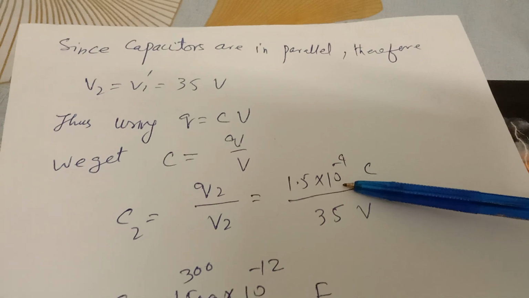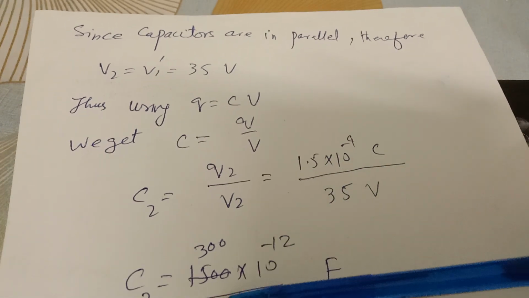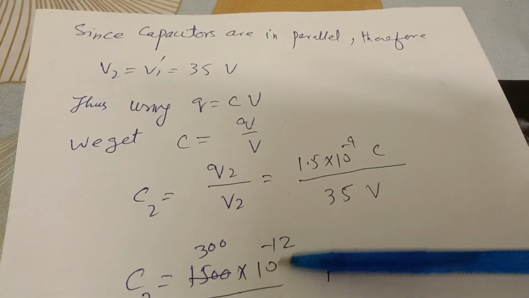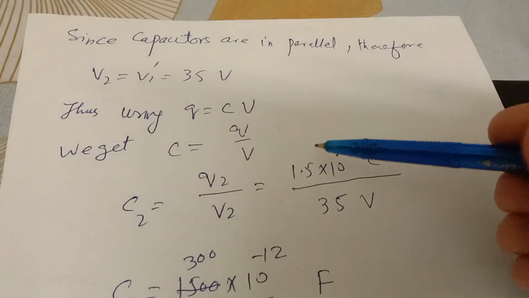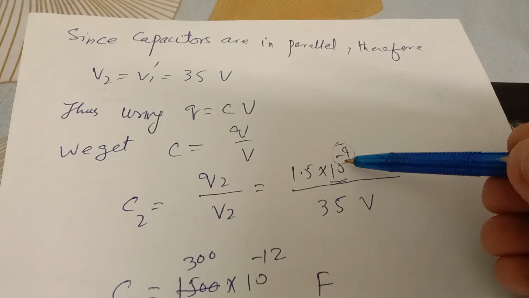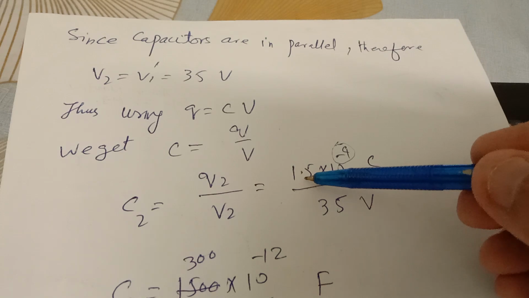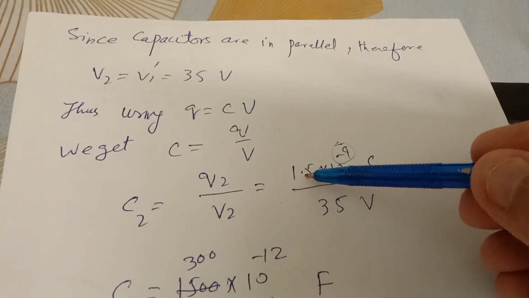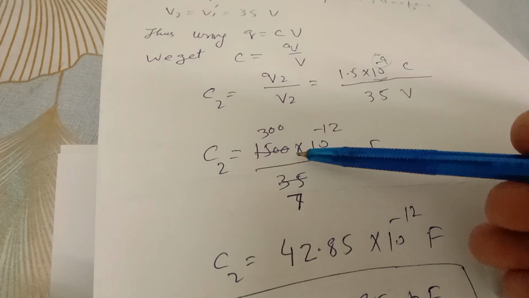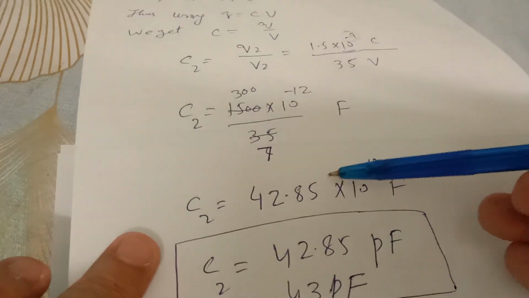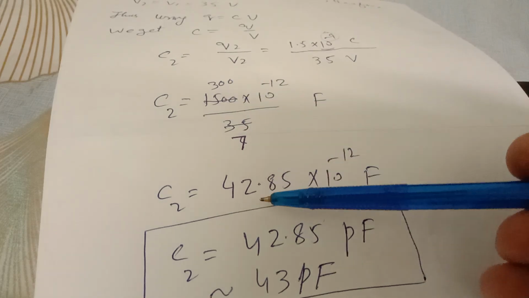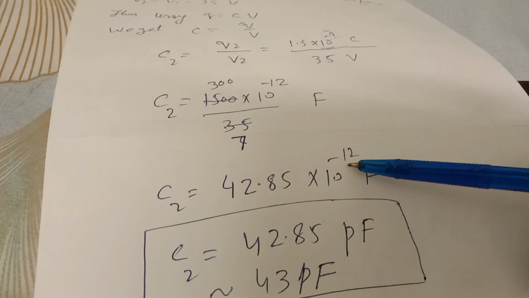We solve it. This 1.5 can be written as 1500 into 10 to the minus 3, so minus 3 minus 9 is minus 12. If I want to make it pico, I want minus 12 here, so minus 3 means we have to multiply this with 1000. 1.5 multiplied with 1000 becomes 1500. So 1500 into 10 to the minus 12 over 35. You can use a calculator directly also, but I have done it without a calculator. So 1500 over 35, or 300 over 7, will become 42.85 into 10 to the minus 12 farad.